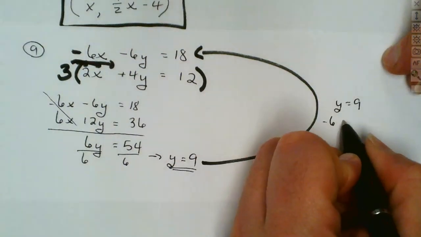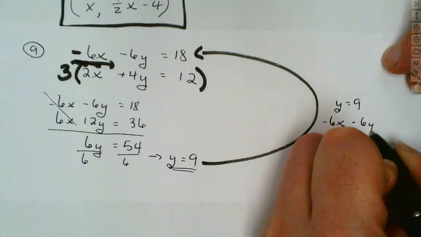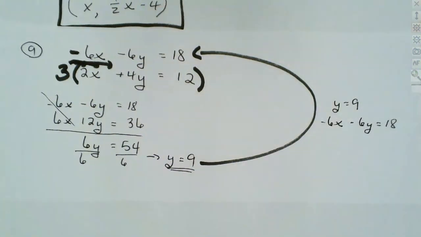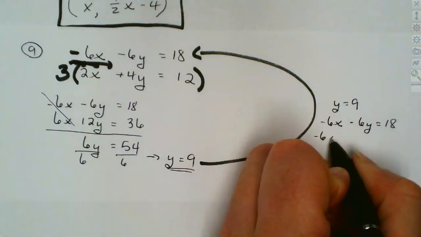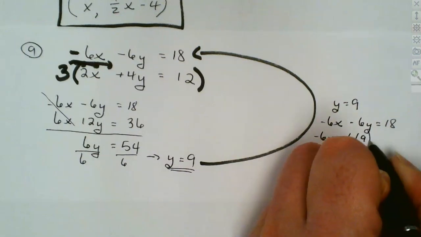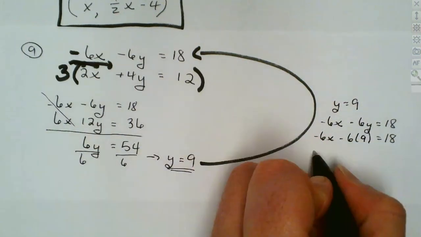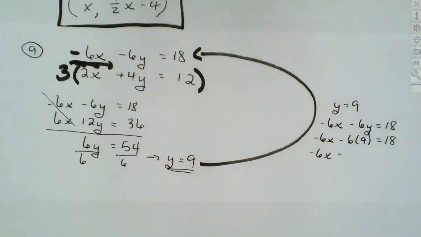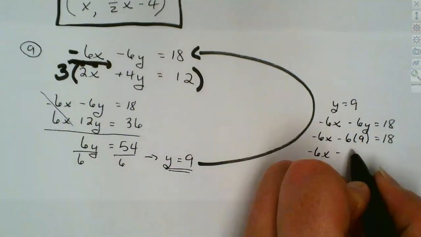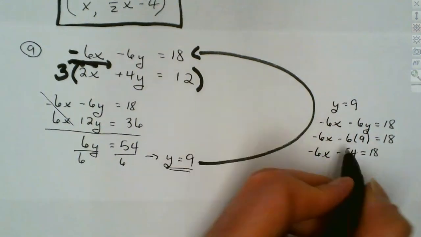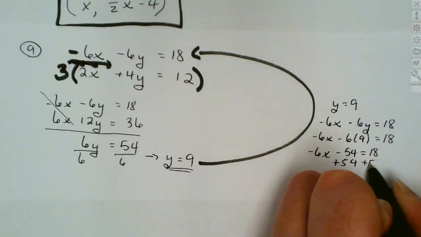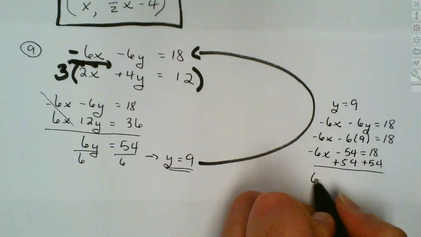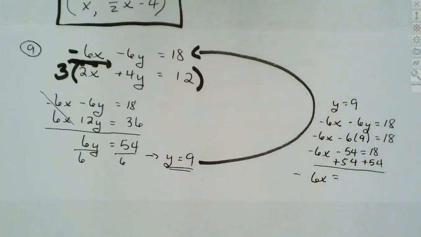And we've got a minus 6x minus 6y equals 18. So we're going to be plugging in that 9 for the y. So minus 6x minus 6 times 9 equals that 18. So minus 6x minus, what is that, 54 equals 18. We're going to add that 54 to each side. And now we've got a minus 6x now equals 18 plus 54. That's a 72.